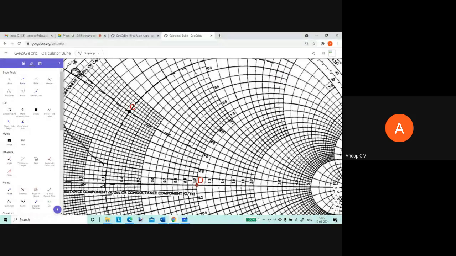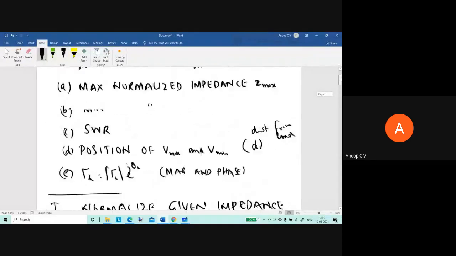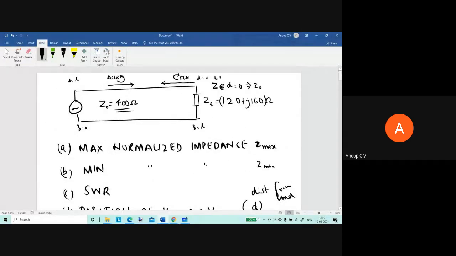So now that I have located point C and point D, what is the first thing we have to find out? Can anyone tell me? Or should I go back? The first thing we have to find out is the maximum normalized impedance and minimum normalized impedance. So here the impedance is ZL.